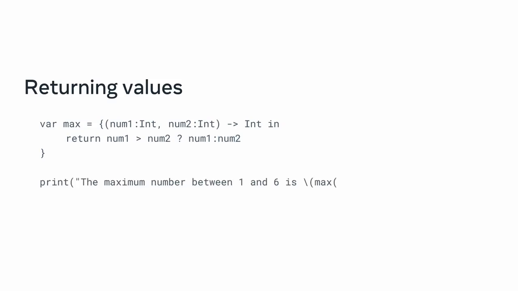In this example, the print function is calling the closure and passing two arguments in the form of the values 1 and 6. When these values are passed into the function, the ternary operator checks if 6 is greater than 1, and because it is, the value of num1 is returned.